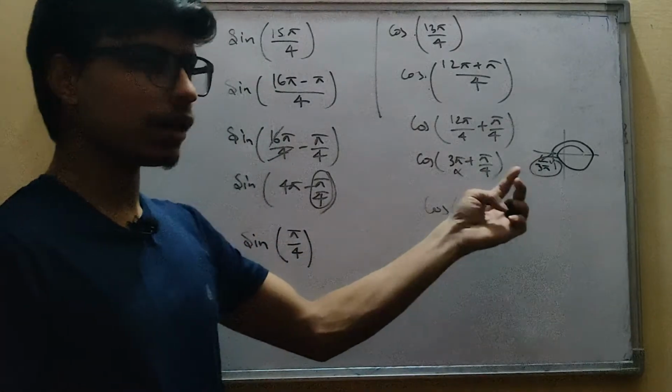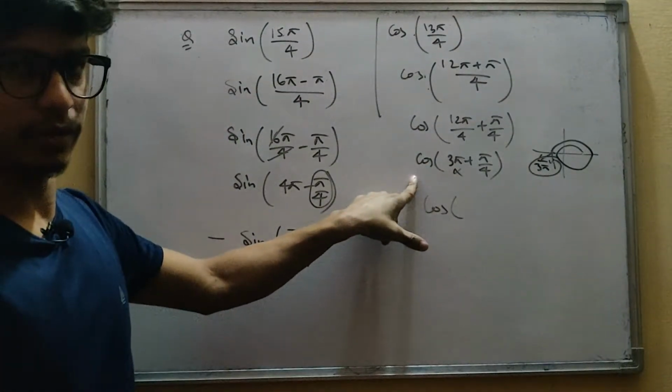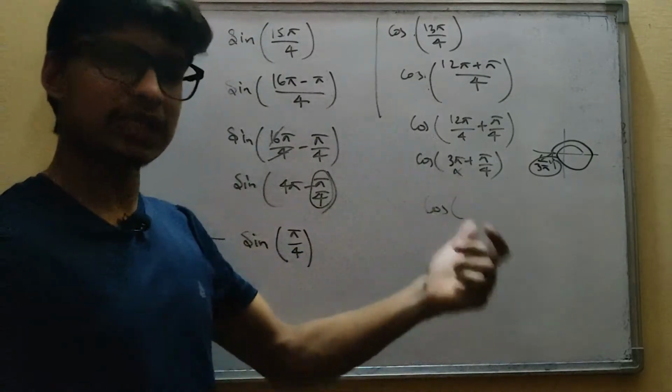In third quadrant, now check the sign of this trigonometric function, right? So cos in third quadrant is negative.